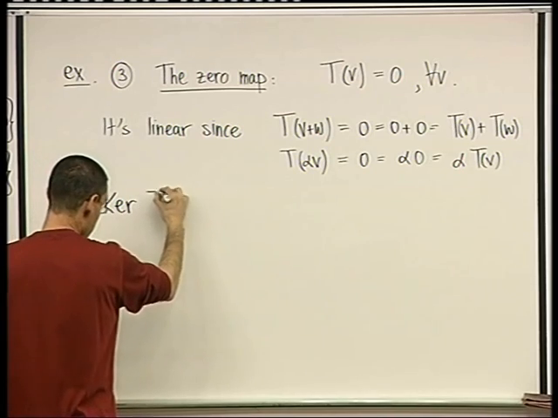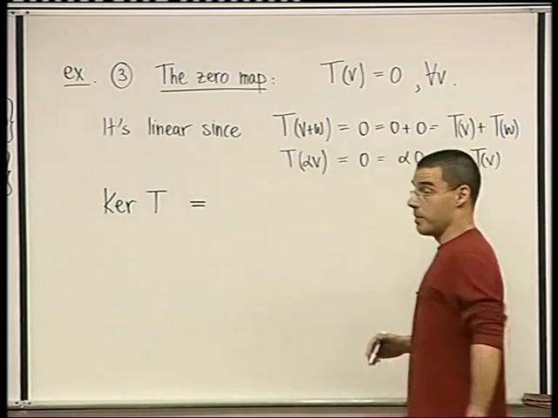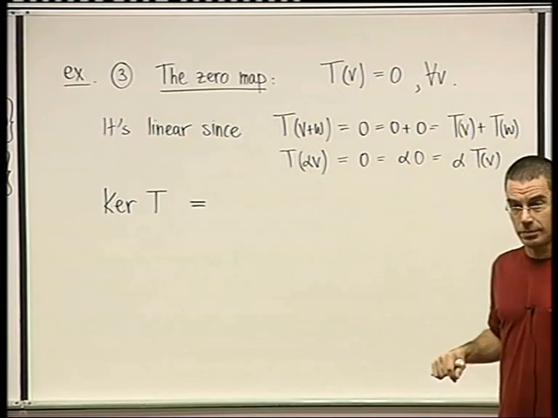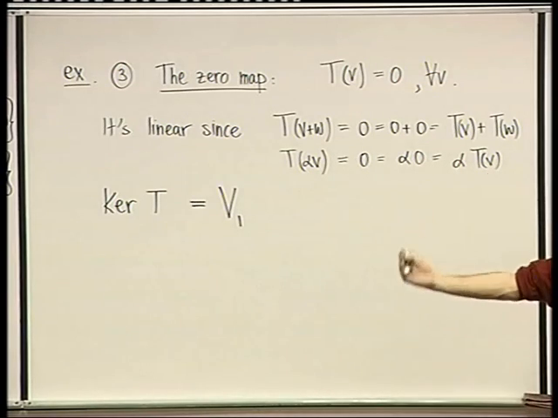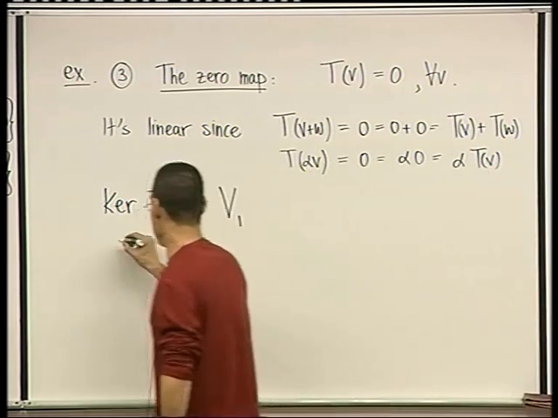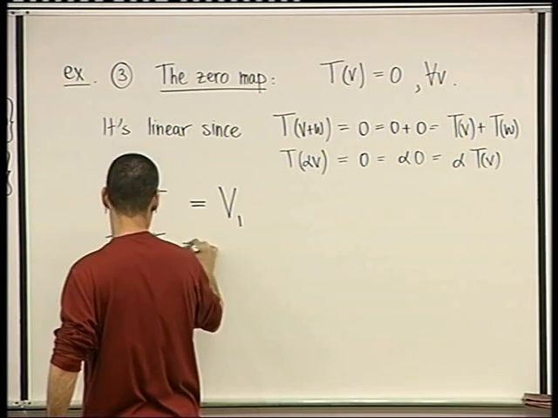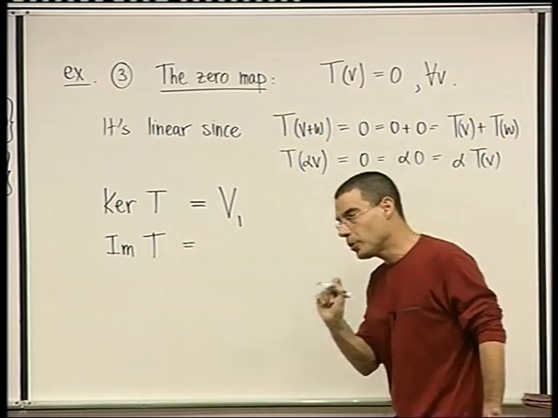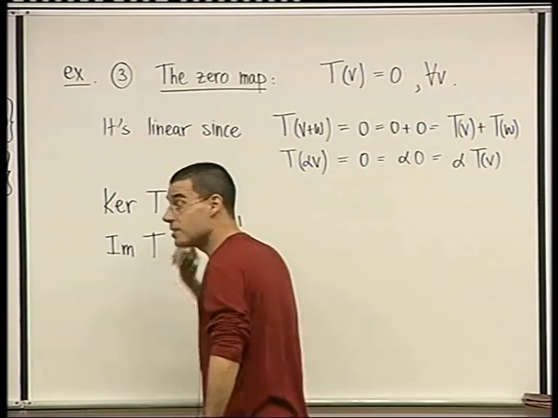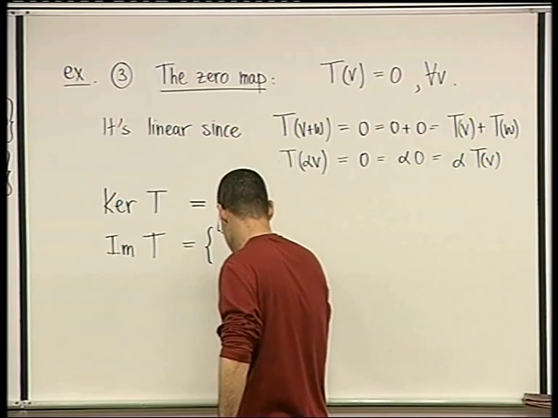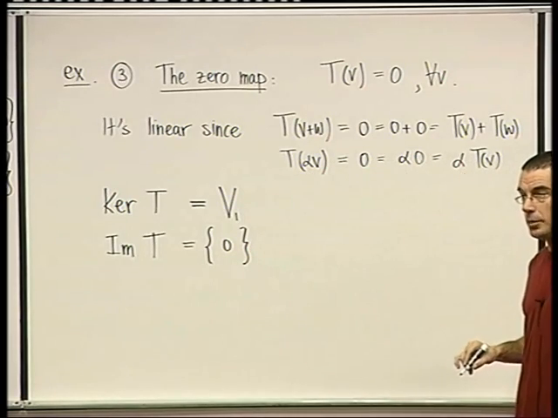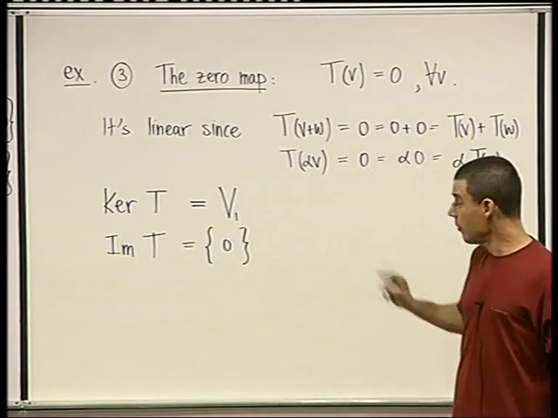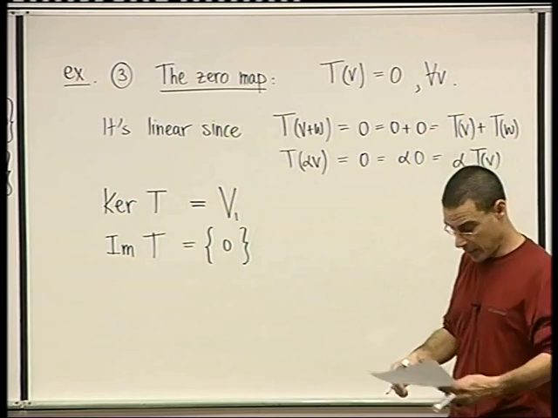What is the kernel of T for the zero map? Remember what the kernel is. All the guys that are sent to zero. Right, it's all of V1, all of the domain space. Everybody gets sent to zero. Do you agree? What is the image of the zero transformation? Zero. You have to be a bit more precise. Just the zero vector. It's the singleton zero. It's the subspace that contains only the zero vector. Do you agree? And this is the zero vector in V2. Everybody gets sent to zero. Clear? Okay. So that's this example.